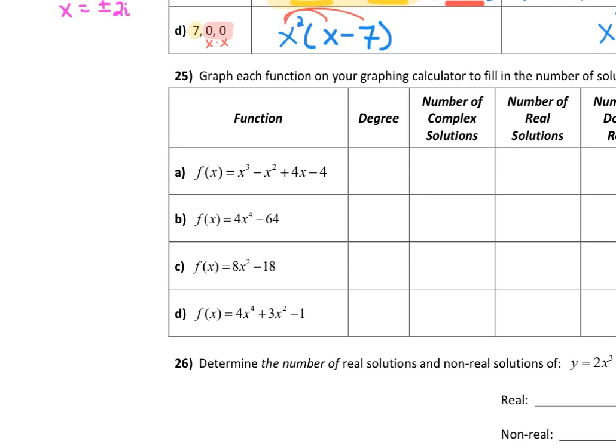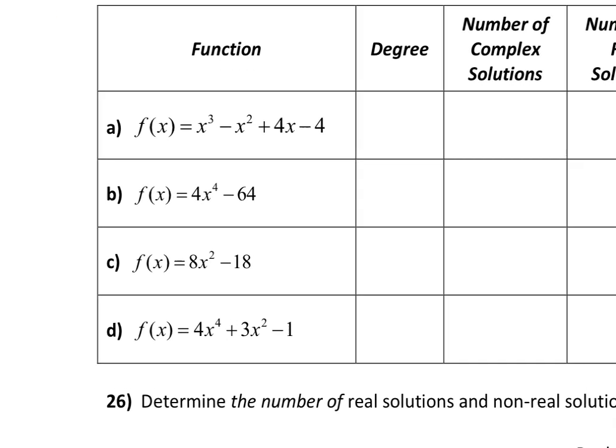So for this section of the review guide, what I want you to do is think about the degree of a function in relationship to how many solutions it has, and whether the solutions are real or imaginary, and what the multiplicities of the solutions are. So let's start by talking about degree.